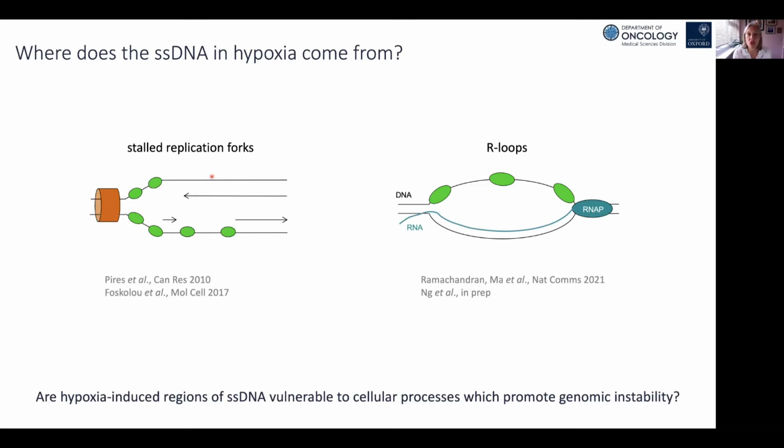But one of the questions we've also been focusing on recently is what happens to these regions of single-stranded DNA, and are they vulnerable? And I should point out, I've described to you so far that single-stranded DNA occurs at stalled replication forks. We also now know that it occurs at R loops, which also occur in hypoxia. But I'm not going to talk about that today. I'm going to focus on single-stranded DNA as a whole and ask what might happen to it.